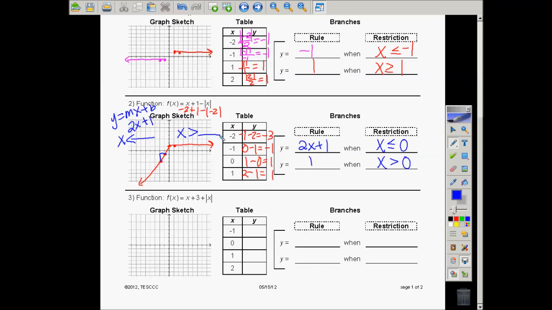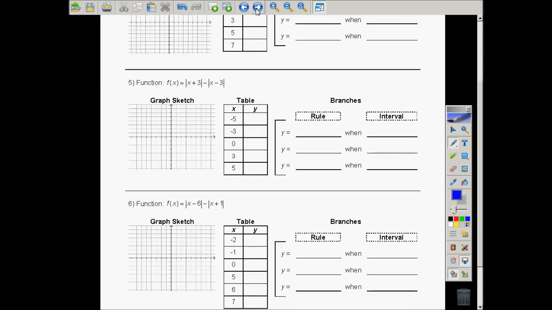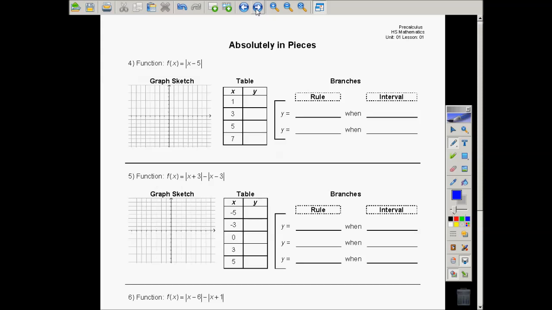Okay, you're going to do 3 for homework. All right, is there a backside? Yep, you're going to do 4 for homework, 3 through 4, and we're going to do 5 as a class, and then you're going to do 6 as homework.